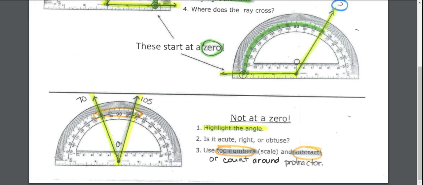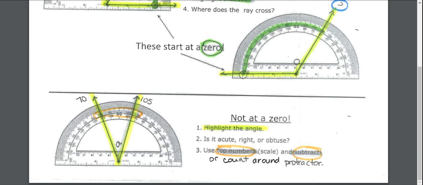And then you have two ways you could do it. I always use the top numbers and label my rays. So this one is at, here's 60, and this is 80, so this one is at 70. And over here, this ray is between 100 and 110, and so halfway between those is 105. And then, of course, we would subtract those.